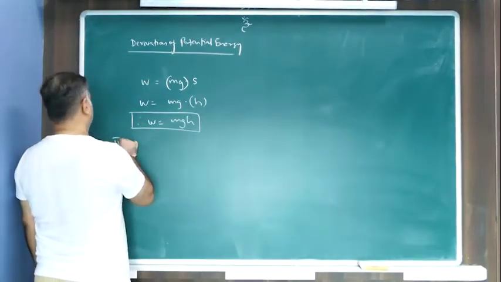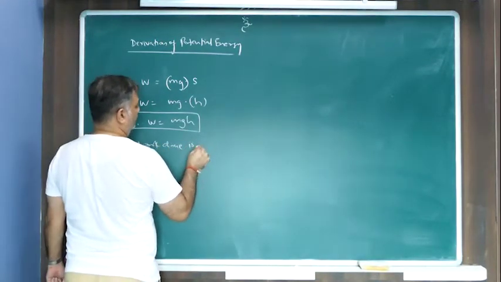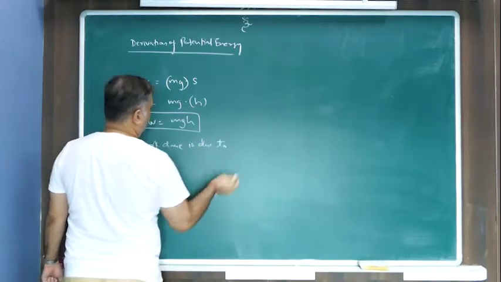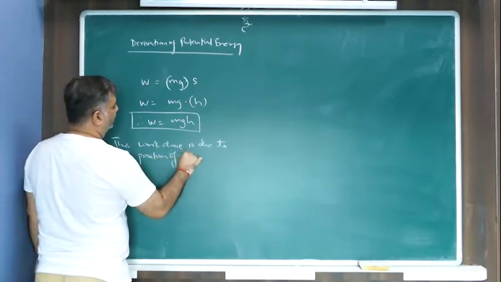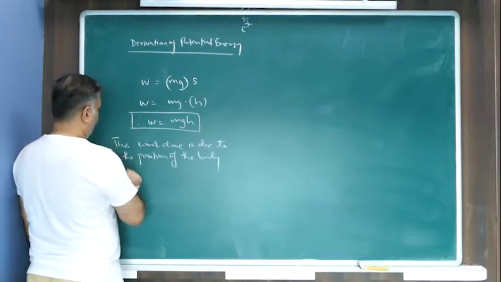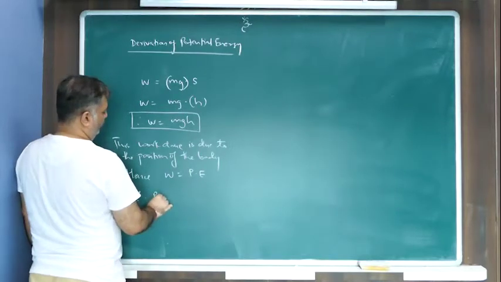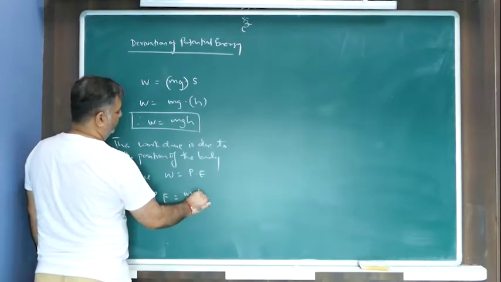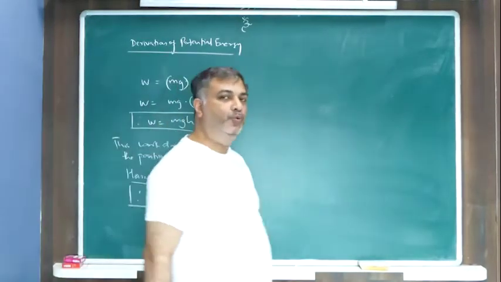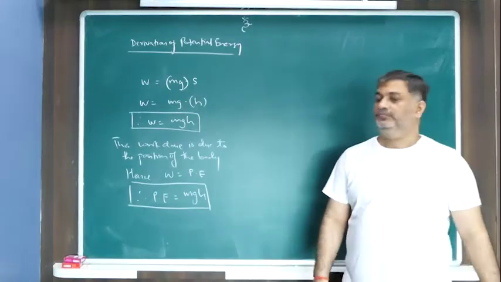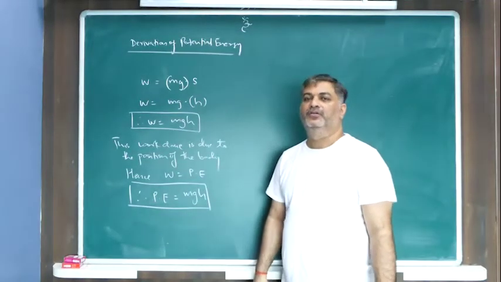So this work done is due to the position of the body. Hence W is equal to the potential energy. So potential energy will be equal to mgh. So relatively a shorter derivation as compared to kinetic energy. This is how it is. Okay, so we have derived the potential energy of a body.